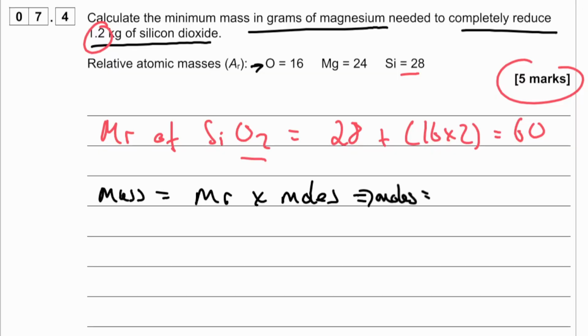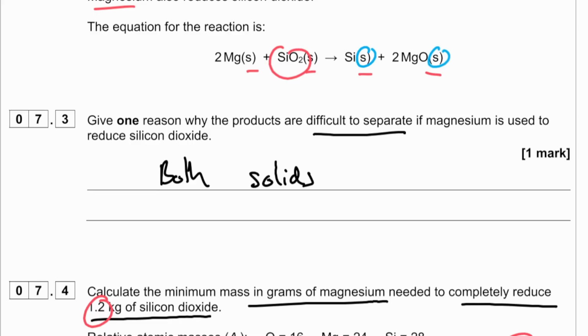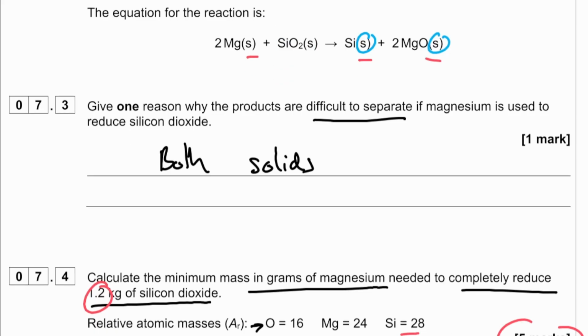So the mass is 1.2 kilograms, but in this equation we need it in grams. So we need to convert it to 1,200 grams and divide it through by the Mr, which we just worked out was 60. And when you do that, you should get that the number of moles is 20. Okay, great. So now we know we've got 20 moles of silicon dioxide. How many moles, therefore, of magnesium do we need to reduce 20 moles of silicon dioxide? So we need to go back to our equation. And what you'll notice is that for every mole of silicon dioxide, we've got 2 moles of magnesium.